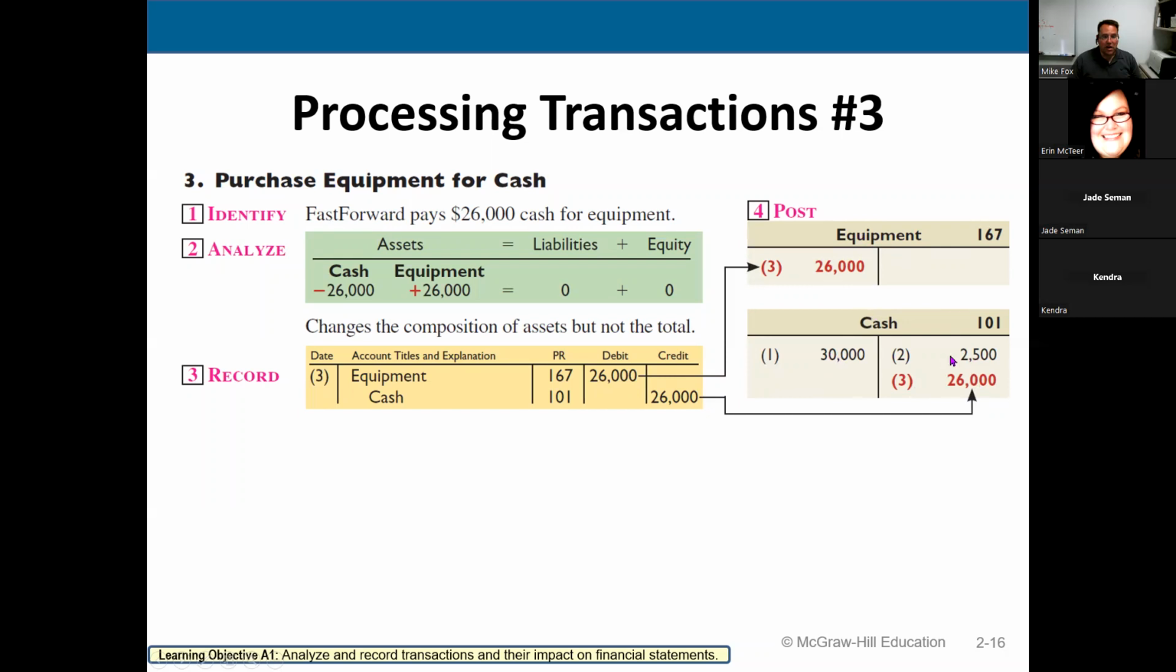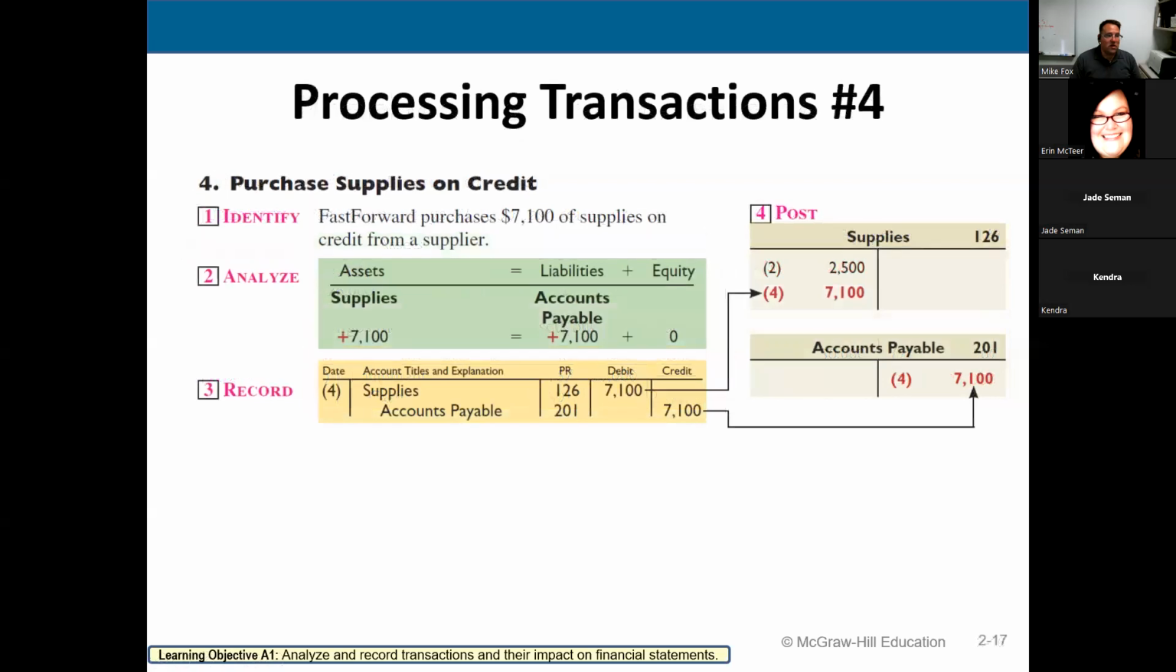So we can actually see our cash account is getting pretty low, right? We had 30,000 in debits and 28,500 in credits. Hopefully we get some cash pretty soon. All right. We have so little cash that we're going to purchase supplies on credit. So transaction 4 is to purchase supplies on credit from a supplier.